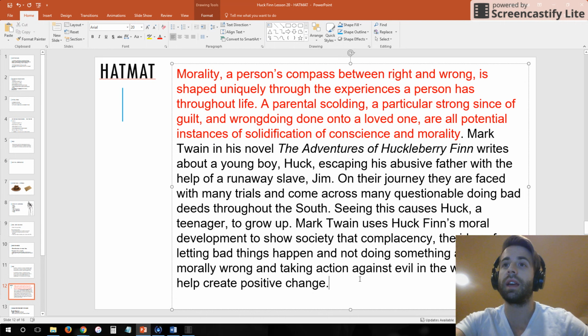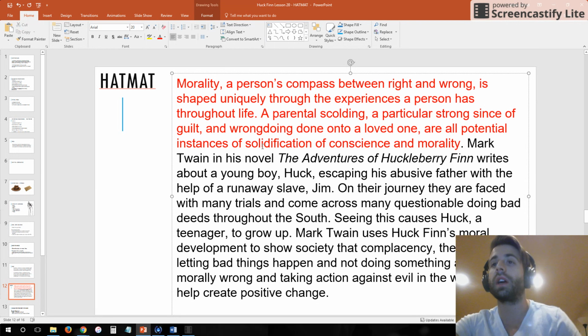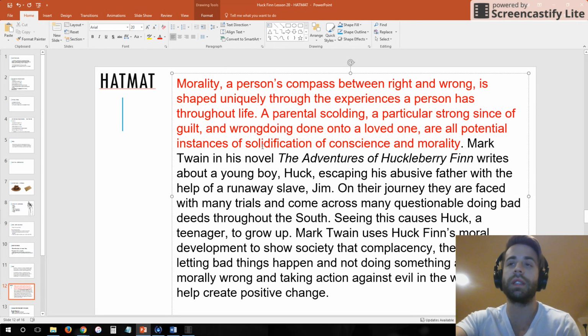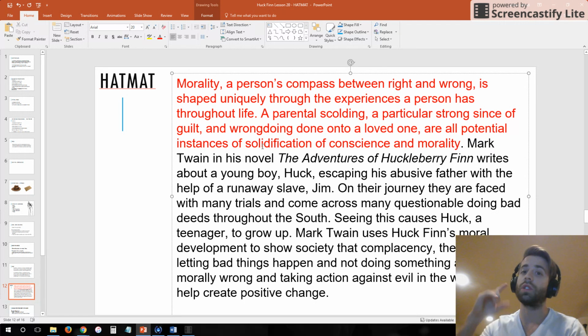And that's a HATMAT. That could be an easy introduction. Well, I won't say easy because it takes a little bit to get out. But that could be the introduction to your paper that covers all your bases.